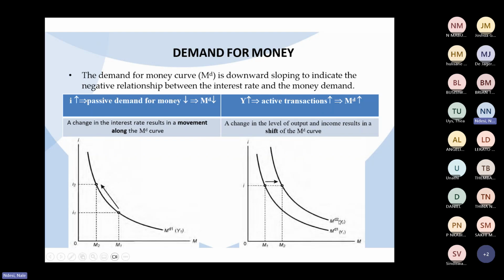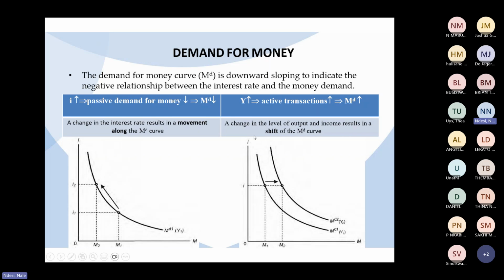As the level of output and income increases from Y1 to Y2, the demand for active balances also increases as financial participants wish to do more transactions. Therefore, at each interest rate, the demand for money is also higher. It will cause a rightward shift from MD1 to MD2. And this rightward shift of the demand curve means our quantity of money will also increase.